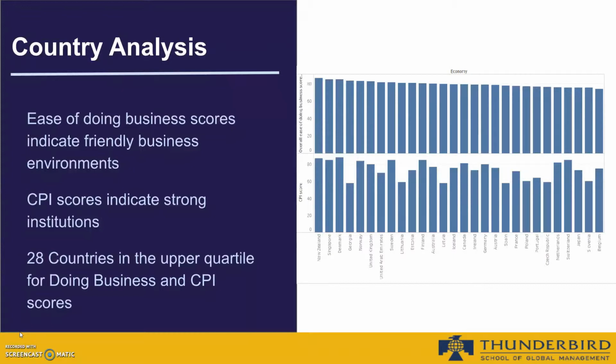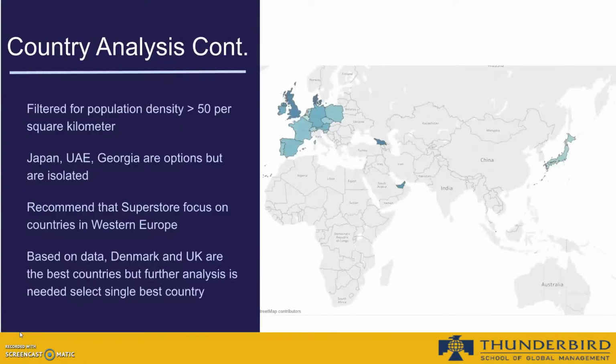We also used corruption perception index scores from Transparency International, which are measures of corruption within a country, which is a general indicator of institutional capabilities within the country. We then filtered these scores to only include the top 25% in each category and found 28 countries that met that criteria. We further filtered these countries by population density, limiting our results to countries that had more than 50 people per square kilometer on average.